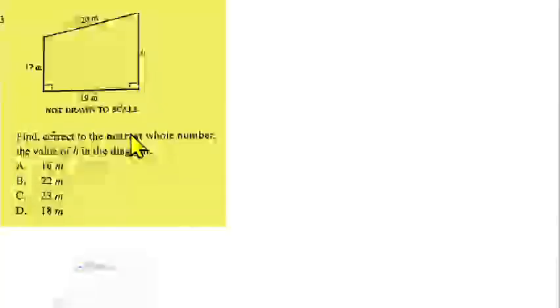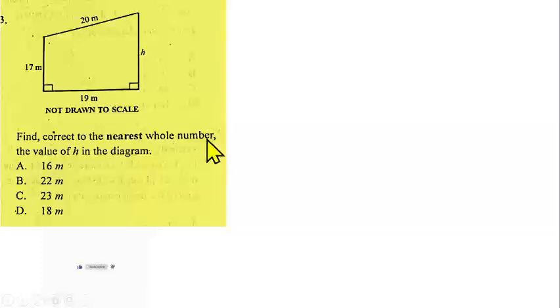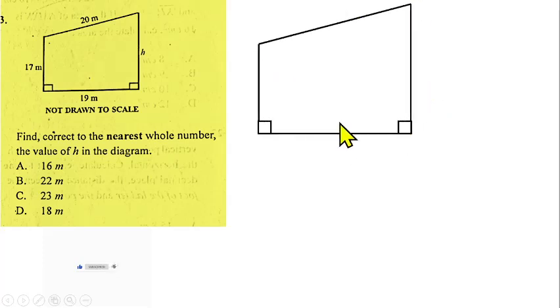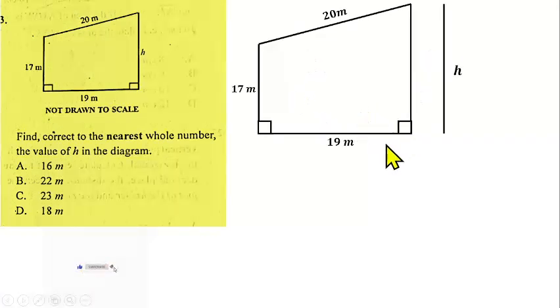Question number 33 is also from plane mensuration, with Pythagoras theorem. We are given this diagram. We have to find this side, which is h. From the diagram, we are given all these sides. We can't call it a trapezium yet, because we are not told that any side is parallel.